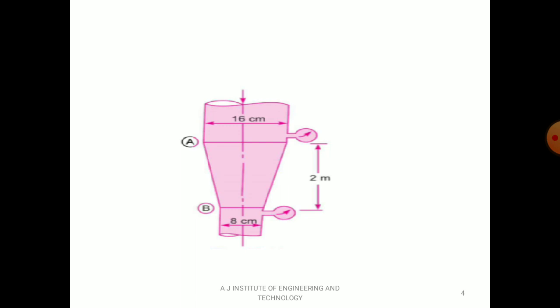Assume that the section B or point B is passing through the datum or reference. So ZB value equal to 0. So ZA minus ZB equal to 2, or ZA minus 0 equal to 2. So ZA value becomes 2 meter. So dA equal to 16 centimeter, dB equal to 8 centimeter. And there are two pressure gauges to measure inlet pressure and throat pressure at A and B respectively.